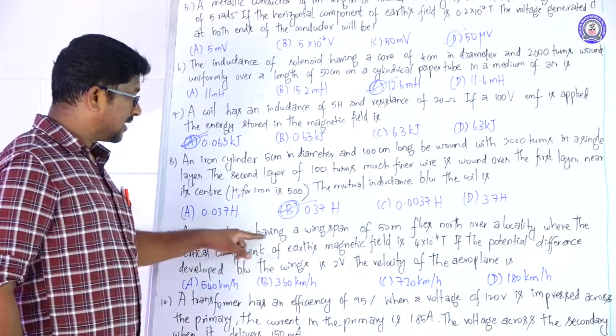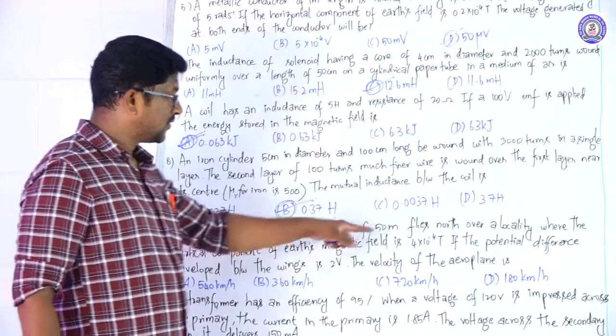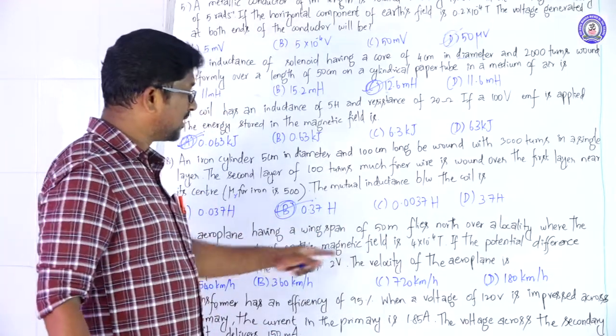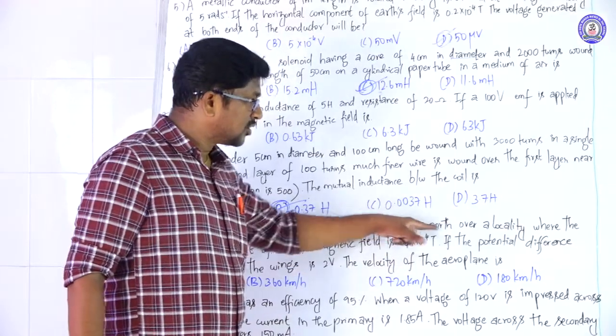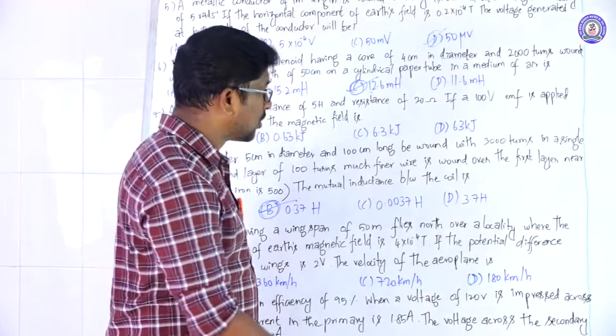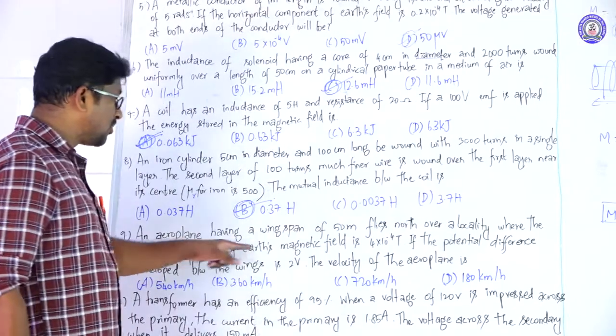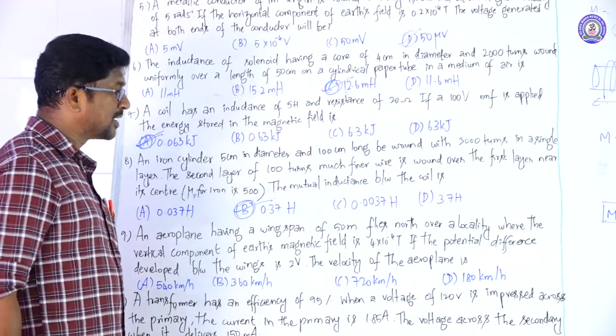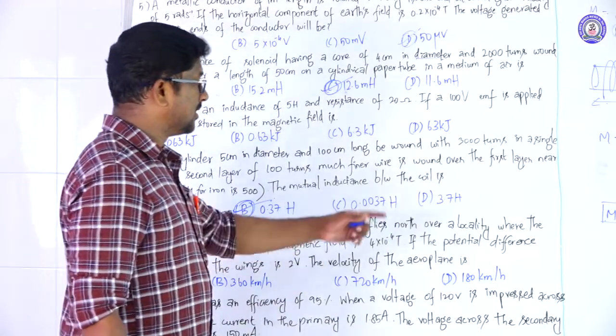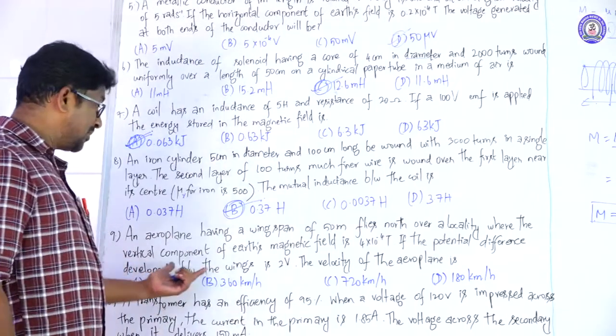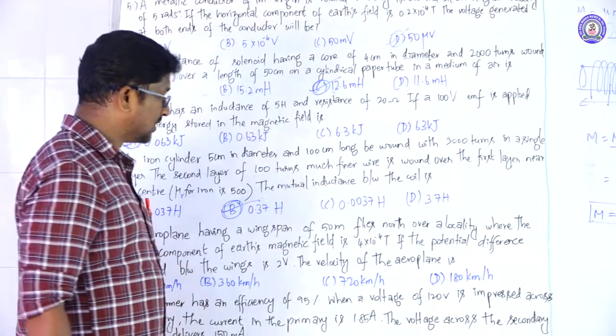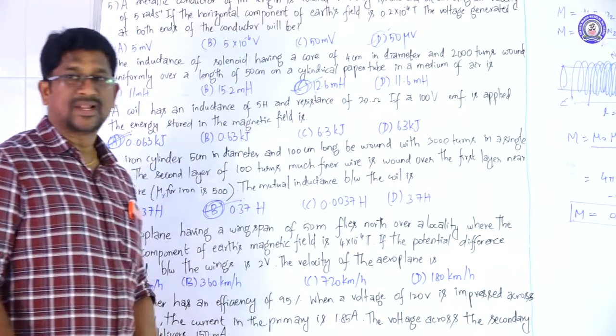An aeroplane having a wingspan of 50 meter flies north over a locality where the vertical component of Earth's magnetic field is 4 into 10 power minus 4 Tesla. If the potential difference developed between the wings is 2 volt, then what is the velocity of the aeroplane?